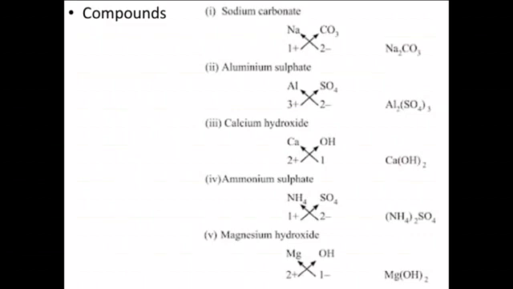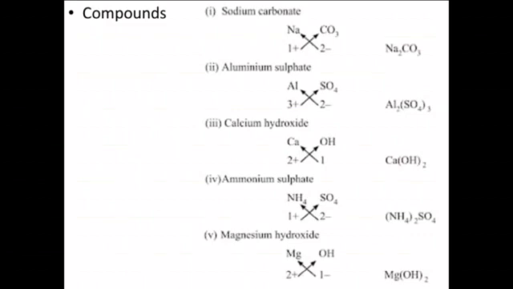The physical properties of metals and non-metals are as follows. Metals have lustrous surface, whereas non-metals do not have lustrous surface. Metals are good conductors of heat and electricity. Non-metals are not good conductors of heat and electricity. Metals are ductile and malleable, whereas non-metals are neither ductile nor malleable. Metals produce a ringing sound, whereas non-metals do not produce a ringing sound.